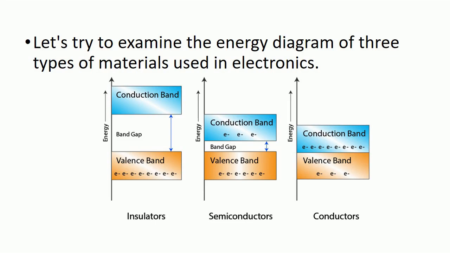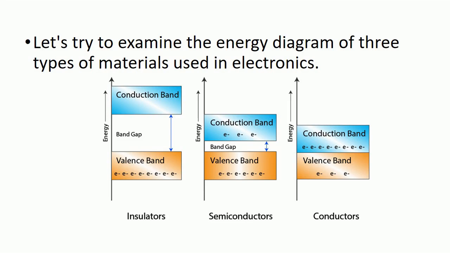As we can see, the band gap between the valence band and conduction band in an insulator is really big. This is why it doesn't conduct current. The band gap in a semiconductor is smaller compared to an insulator and allows a valence electron in the valence band to jump into the conduction band if it receives external energy.